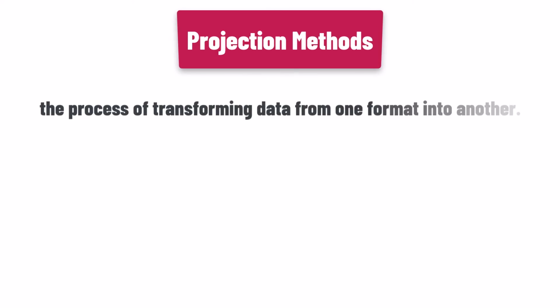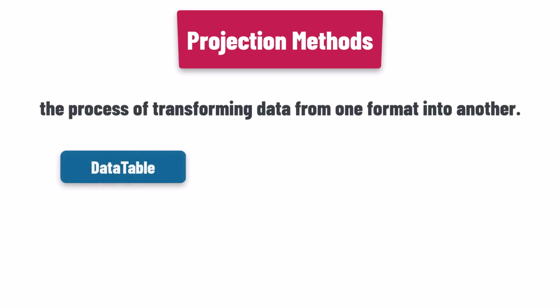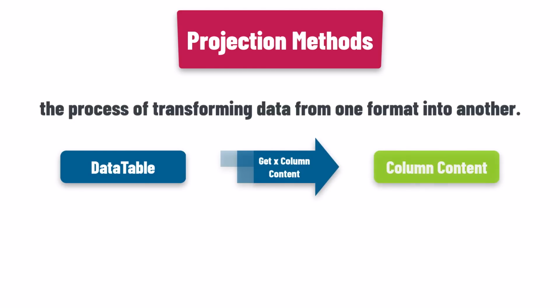Projection is the process of transforming data from one format into another. This can be useful when you need to manipulate data in a specific way, such as filtering out certain elements or extracting specific properties from an object. For example, we have a data table consisting of different columns, and we want to get the content of a specific column. We can use the select method to do that. This means we selected only the data we need from the data source.